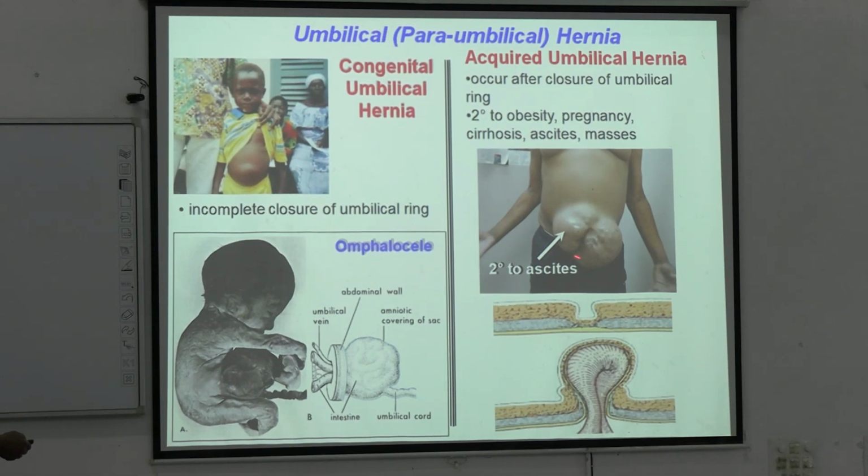Now, this is the acquired umbilical hernia, and this is omphalocele. See, this is the amniotic covering of the sac. This is the umbilical cord. This is the intestine inside, and you see the umbilical vein and the intestine here, the abdominal wall. This is a diagrammatic or schematic drawing of this omphalocele baby.